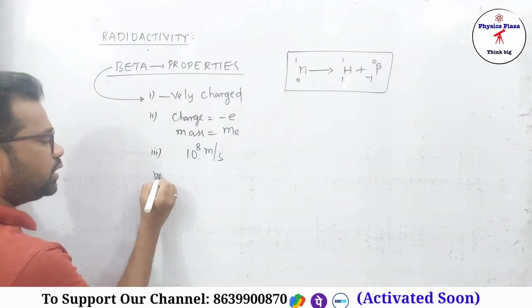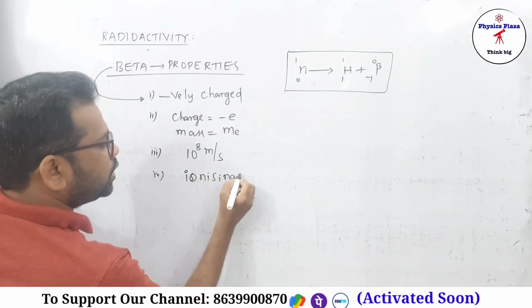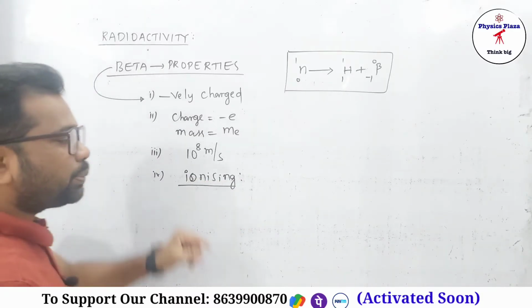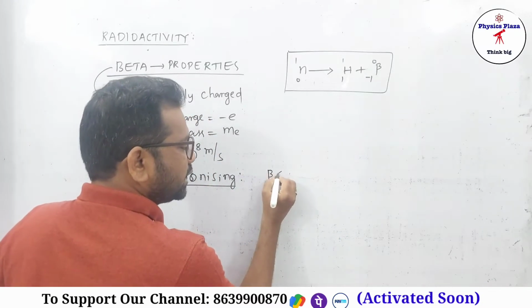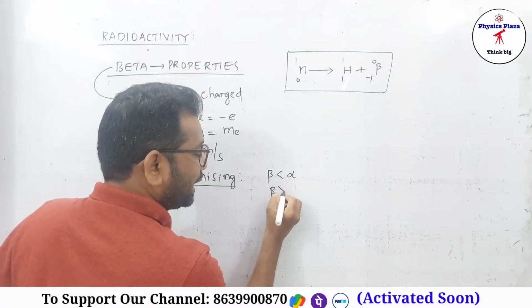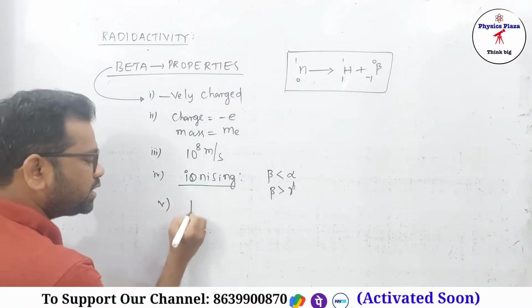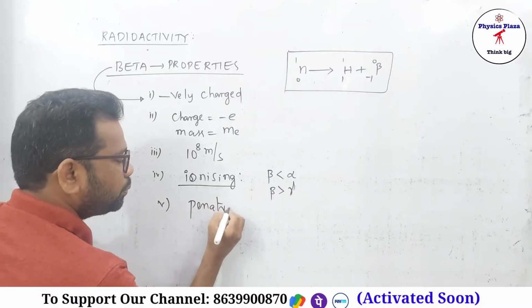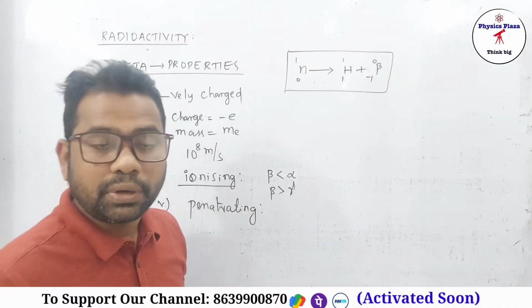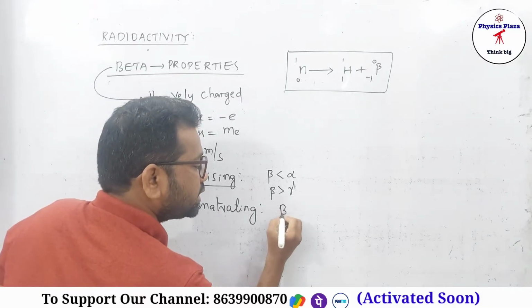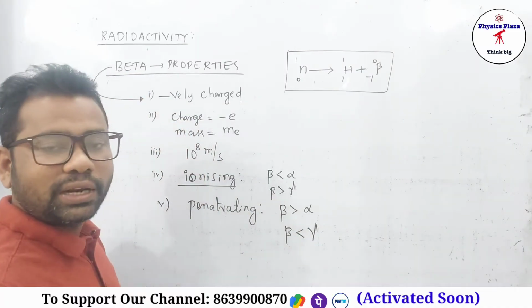Now children, when we come to the ionizing powers, the ionizing power of beta particles is in between alpha and gamma. I mean, its ionizing power is less than alpha, whereas greater than gamma. Even the penetrating power is in between alpha and gamma. Come to the penetrating power, beta particles are greater than alpha but less than gamma.